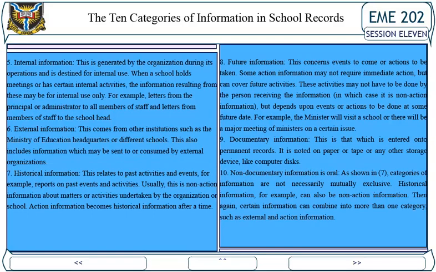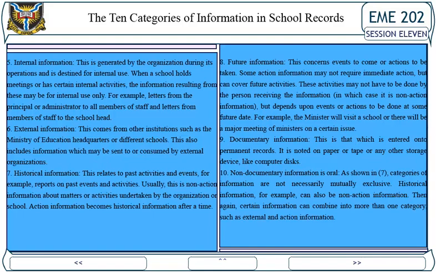5. Internal information. This is generated by the organization during its operations and is destined for internal use. When the school hosts meetings or has certain internal activities, the information resulting from this may be for internal use only. For example, letters from the principal or administrator to all members of staff and letters from members of staff to the school head.